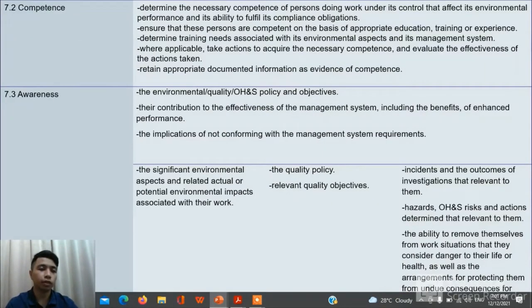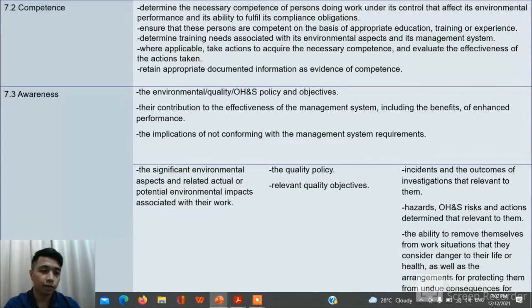In 7.2, it is about competence. The 7.2 is similar for the three documents, which state that the organization shall determine the necessary competence of persons doing work under its control that affect its environmental performance and its ability to fulfill its compliance obligations. Next, ensure that these persons are competent on the basis of appropriate education, training, or experience. Then, determine training needs associated with its environmental aspects and its management system. Where applicable, take actions to acquire the necessary competence and evaluate the effectiveness of the actions taken. And lastly, retain appropriate documented information as evidence of competence.